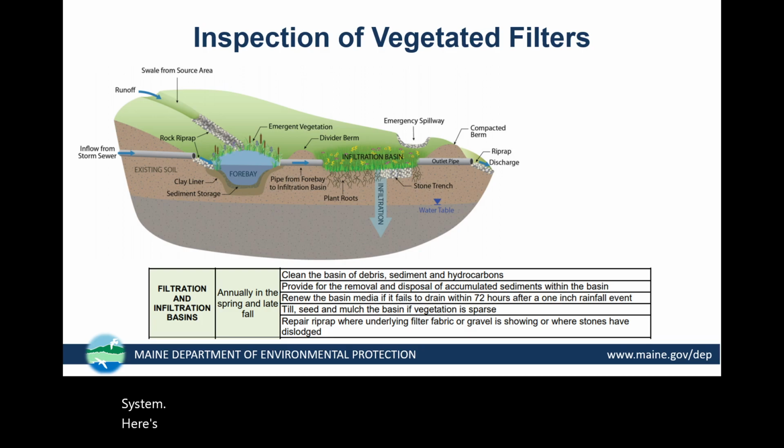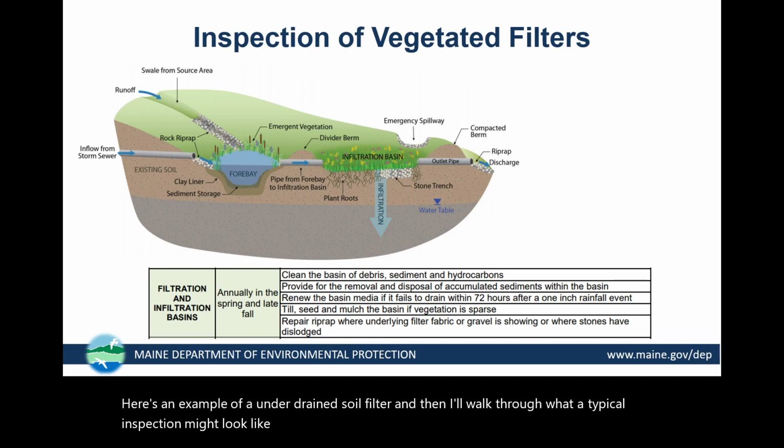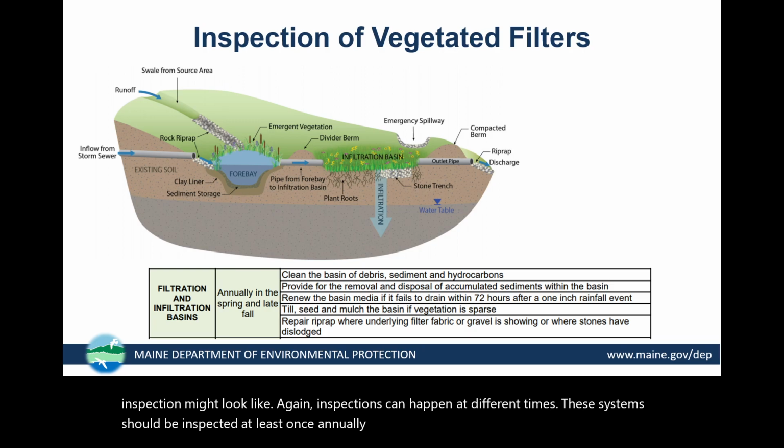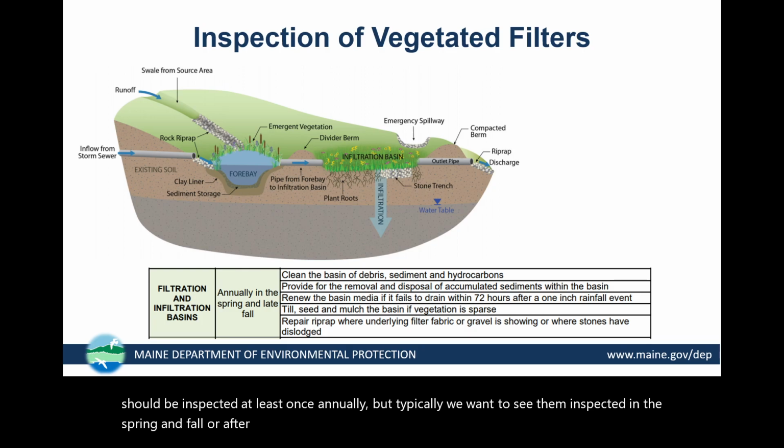Here's an example of an underdrain soil filter, and then I'll walk through what a typical inspection might look like. Again, inspections can happen at different times. These systems should be inspected at least once annually, but typically we want to see them inspected in the spring and fall or after major storm events.